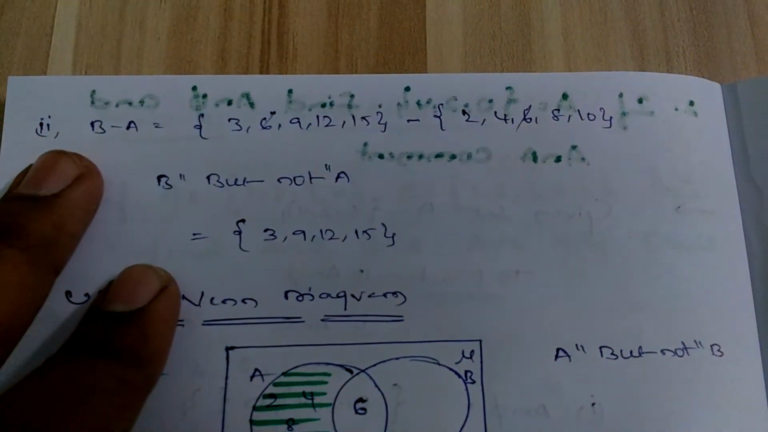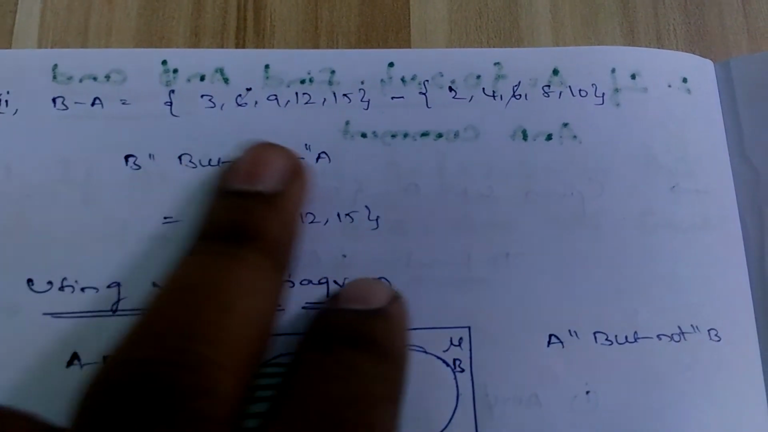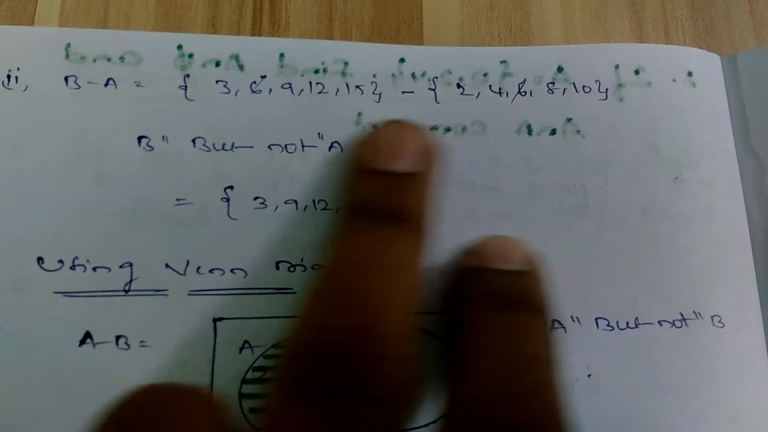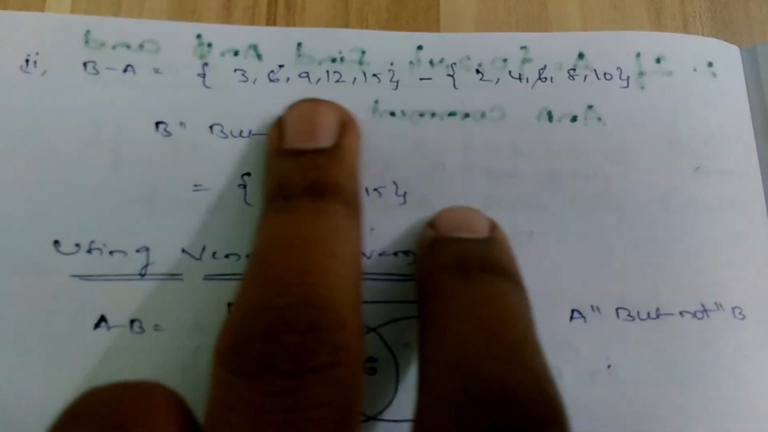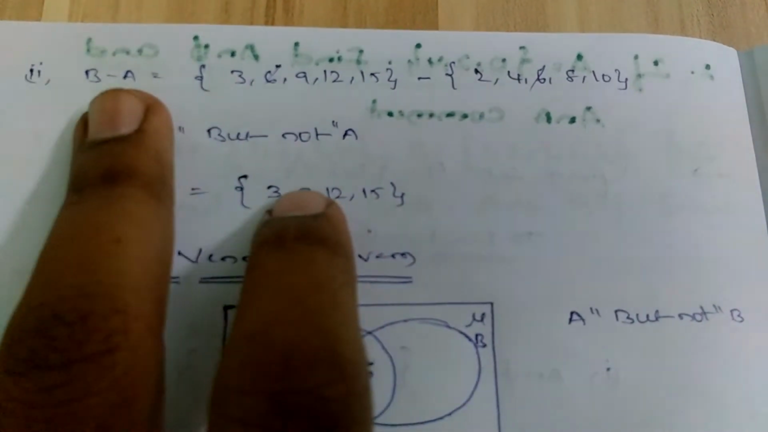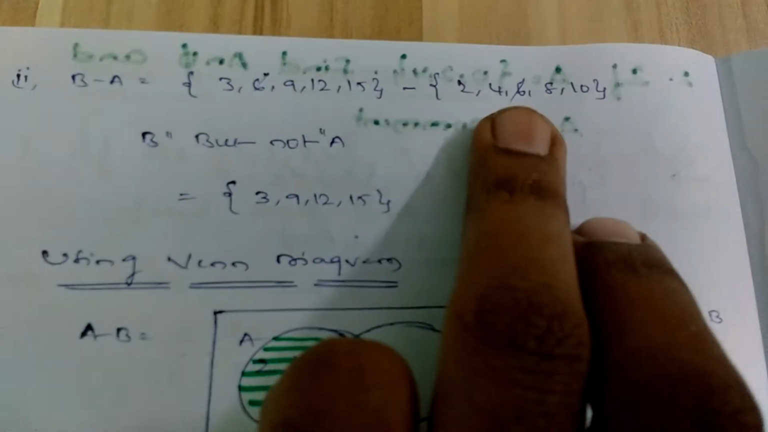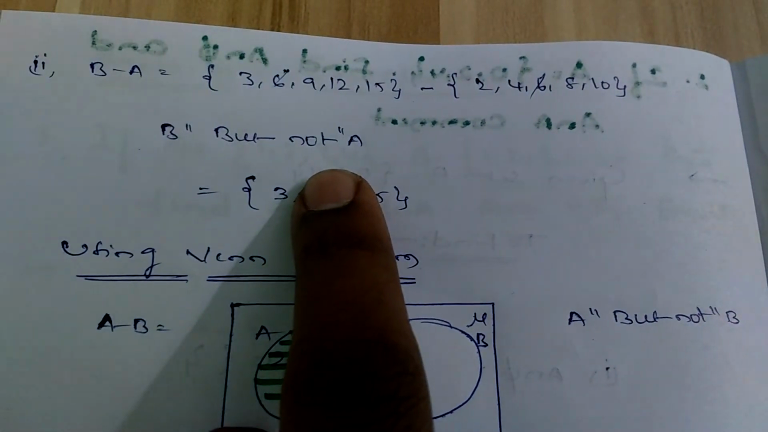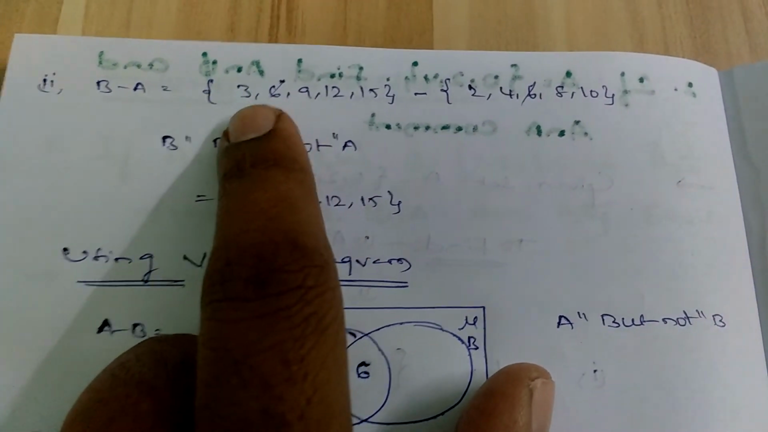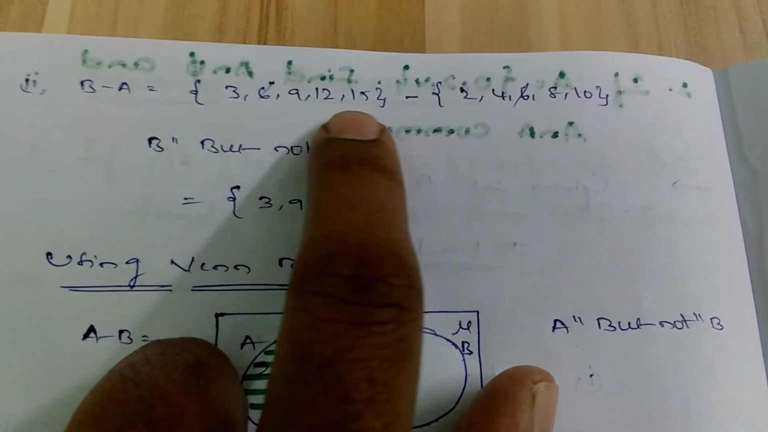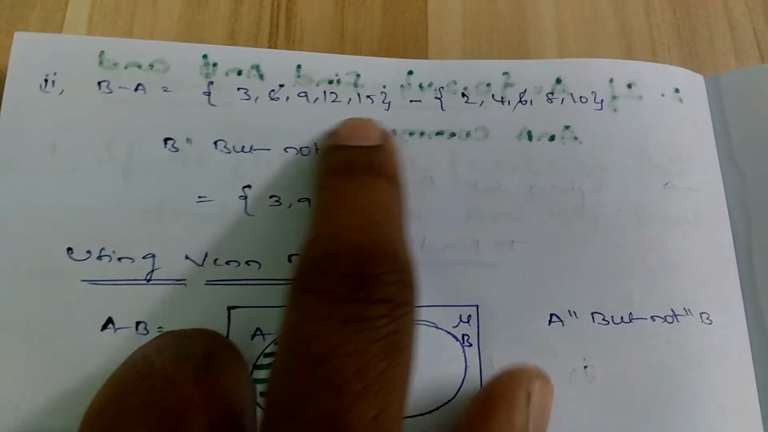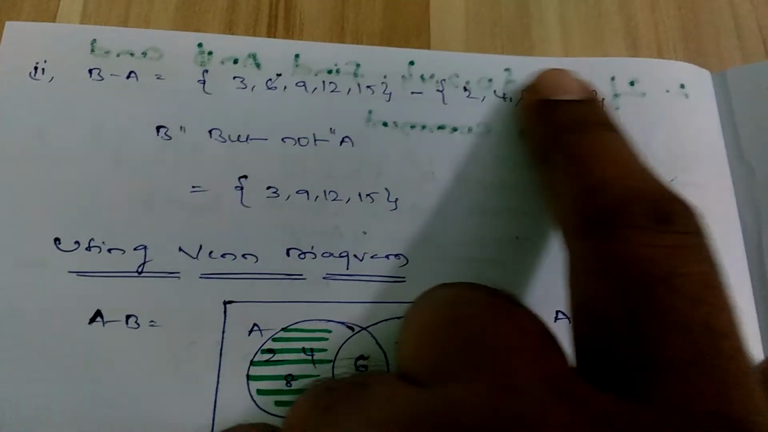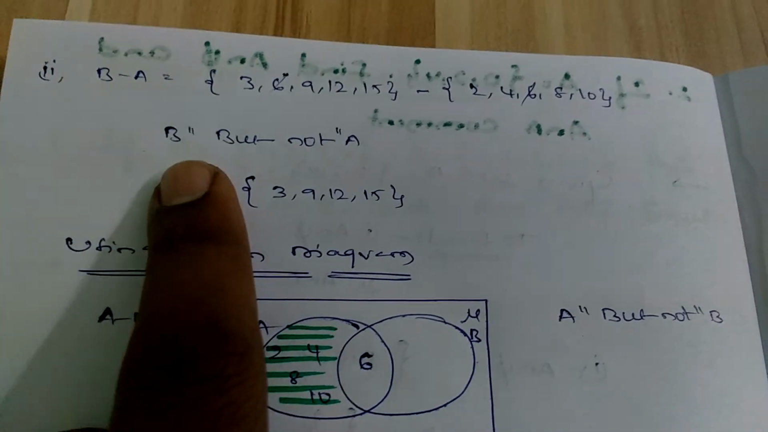B minus A, guys. B minus A, take down the B set 3 6 9 12 15, and A is 2 4 6 8 10. Okay, so what is repeated here? 6 is repeated. Because we are doing the minus operation, strike that 6 here. So what is the meaning of B minus A? B but not A. So what is left out in set B? 3 9 12 15. These elements are left out. So 3 9 12 15. Mention only those, and don't consider set A, because we are talking about only B but not A.